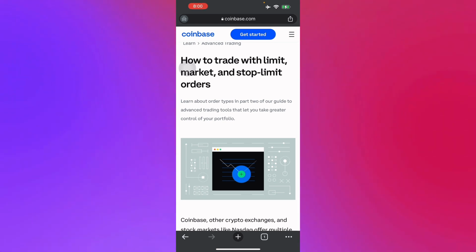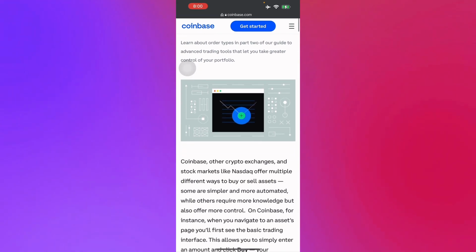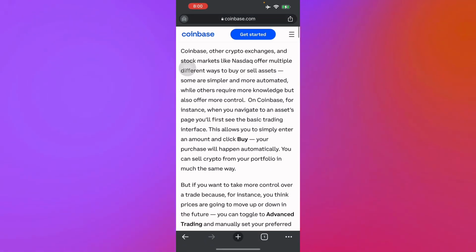Actually, you can start trading off their web-based browser, and you can understand the types of orders that you have to go through. So, how to trade with limit, market and stop limit orders. As it's stated here, Coinbase or other crypto exchanges and stock markets like Nasdaq offer multiple different ways to buy or sell assets. Some are simpler, some are more automated, while others require more knowledge but also more control.